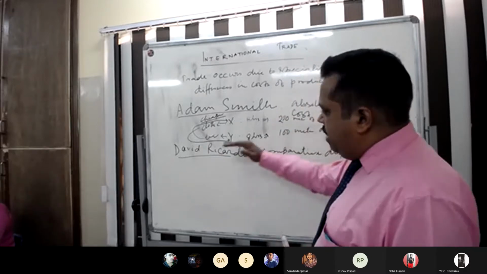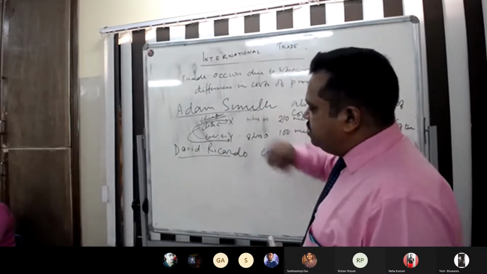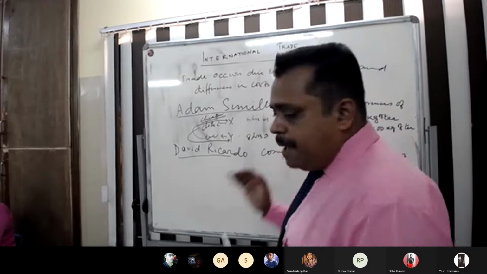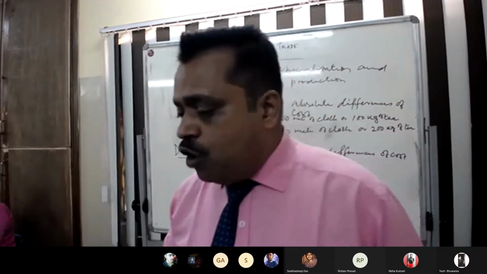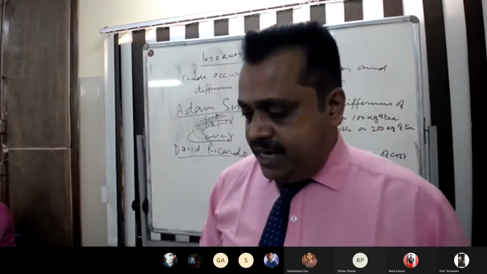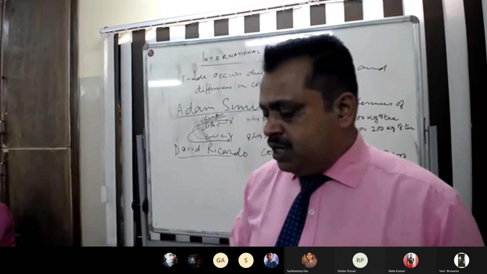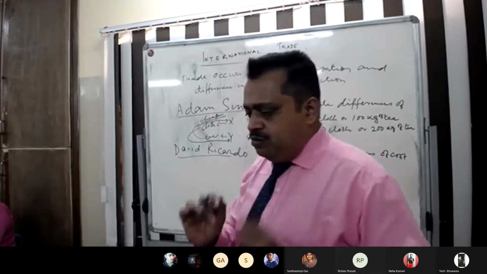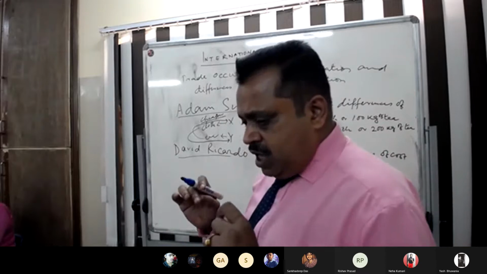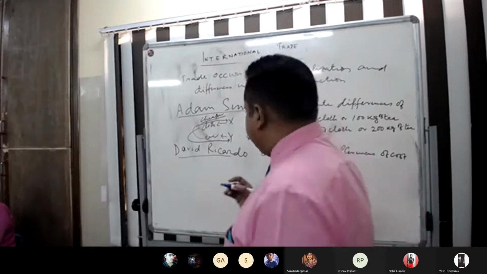After that, David Ricardo says, yes, it is right, but absolute differences cannot always be the logic of trade occurring. Why can it not be? So David Ricardo has given another type of example.